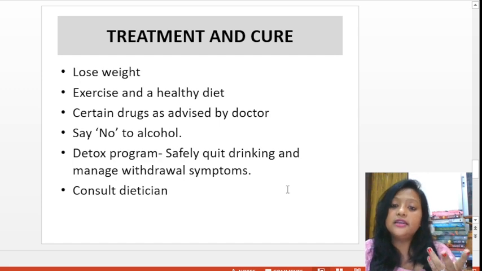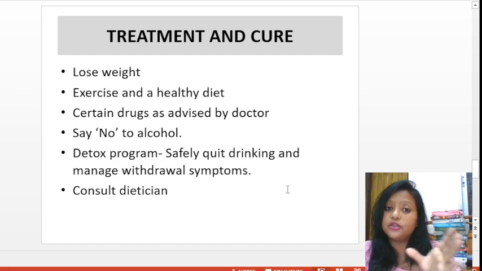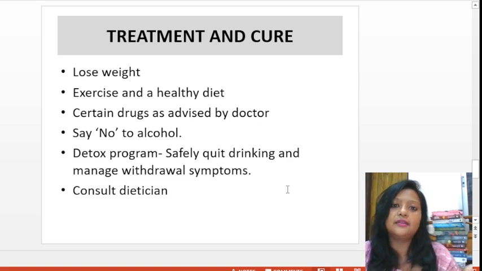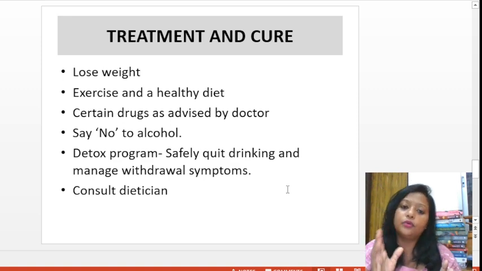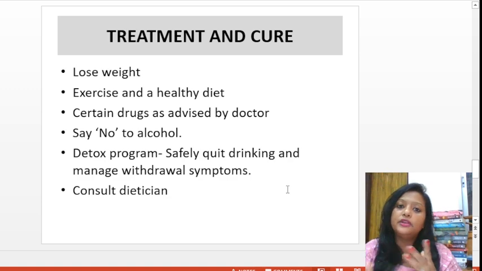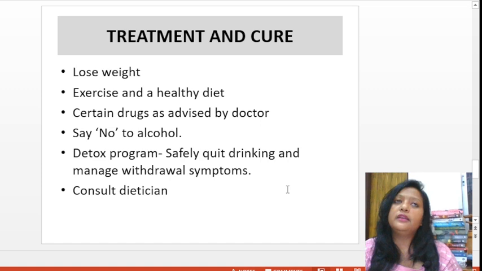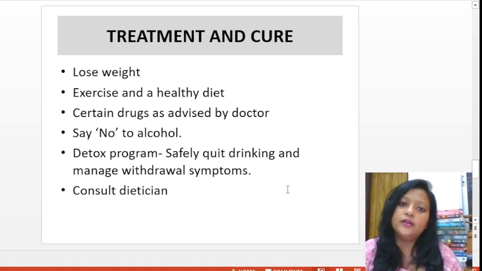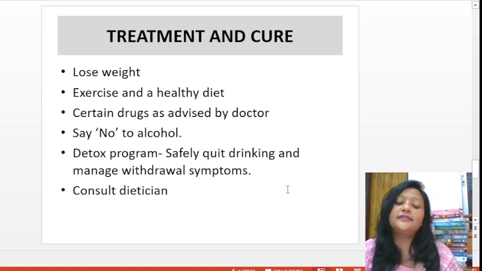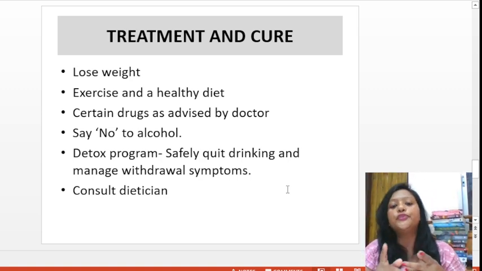Next is certain drugs, which are advised by a doctor. Only take those drugs. Do not Google and take drugs as per your knowledge. Do not do that. Talk to a proper doctor, and then go for certain drugs which will help in reducing the liver damage. Also, very important, say no to alcohol. Alcohol, no matter how much you consume, slowly and steadily, it will lead to problems in the liver. As I've told you, liver is very, very important for our body. So try to avoid alcohol. Next is the detox program. I told you to quit drinking.